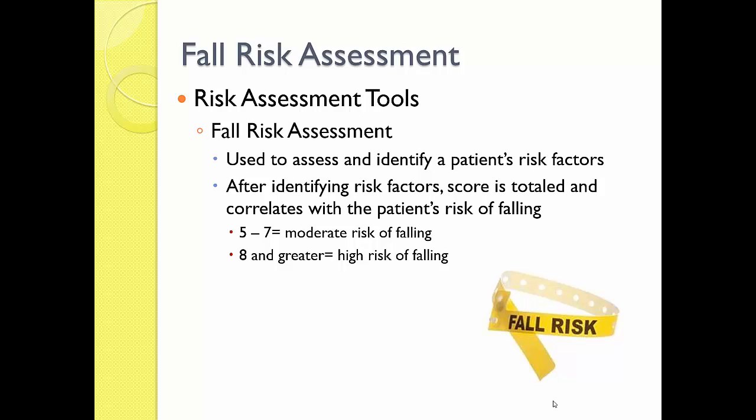But ultimately, the main goal is that we use these fall risk assessment tools to identify a patient's risk factors for a fall. And after we identify those risk factors, we total up the score, and that's going to correlate with their risk. So in general, most fall risk assessments total up scores starting at 5 to 7. We consider those patients a moderate risk for falls. 8 and higher, we would consider a very high risk for falls. So just know, again, that these tools can vary a little bit.